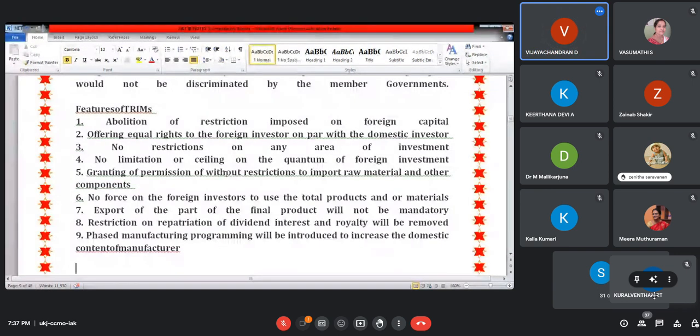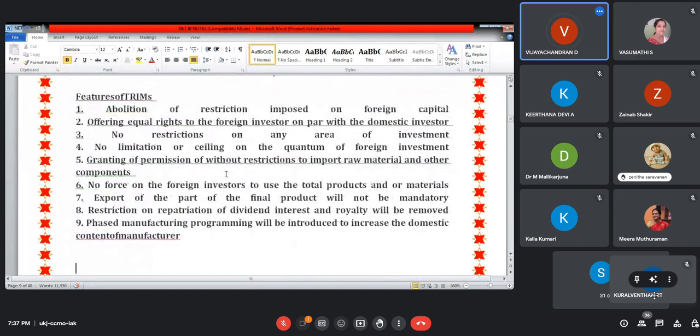And dividend, interest, also royalty restrictions will be removed. The restriction in the form of dividend, interest and royalty will be removed. Also, the phased manufacturing programme will be introduced with the help of the TRIMS.